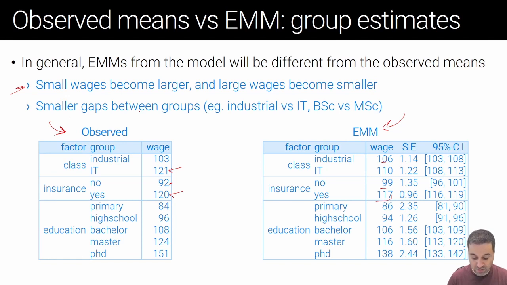And there are also smaller gaps between groups. For example, between industrial and IT, now the difference is smaller because, of course, the small are getting larger and the large are getting smaller, so the difference is not that big. Here we have a difference of only 4 units, 4K, and here we had a difference of 16. And the same happens between primary education and PhD. It's not really that big. It's actually something smaller. There are reasons why the model is telling this.